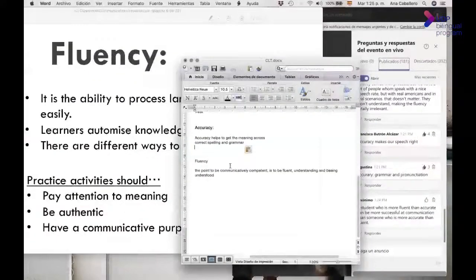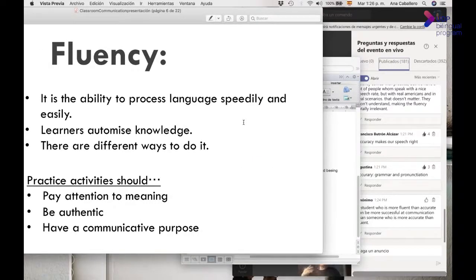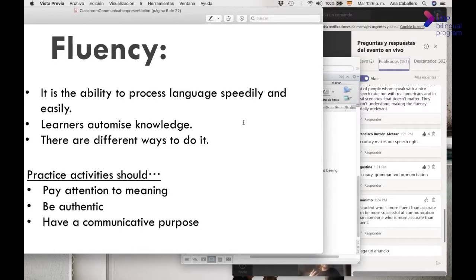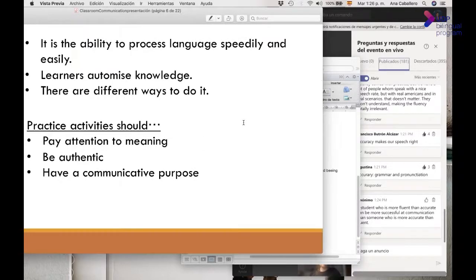Now, if we go to fluency, I didn't ask you to write in the chat, but someone said the point to be communicatively competent is to be fluent, understanding and being understood. I liked it. It is the ability to process language speedily and easily. And when we talk about processing language, we're talking about understanding and producing. This is when learners automatize knowledge, and there are different ways to do it. We're giving the learners the chance to use their own linguistic resources for real communication. It allows learners to express their own meanings with minimal intervention from the teacher. So practice activities should pay attention to meaning, be authentic, and have a communicative purpose.